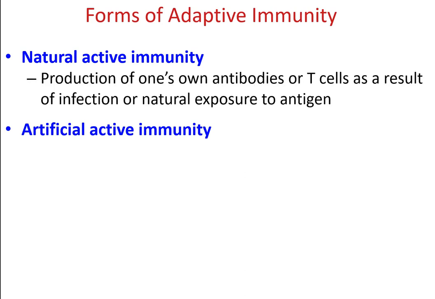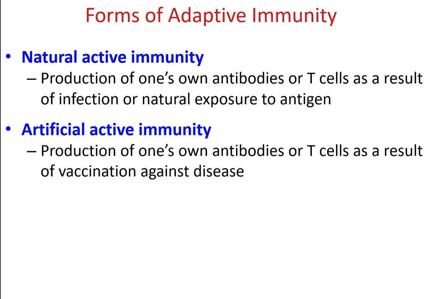With the natural active immunity, you're actually going to be naturally exposed to the particular pathogen. That means you're going to get sick, right? You're going to actually be exposed to the particular disease-causing agent. With artificial active immunity, what's going to happen is you're going to receive a vaccination.